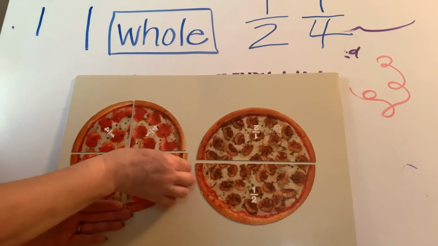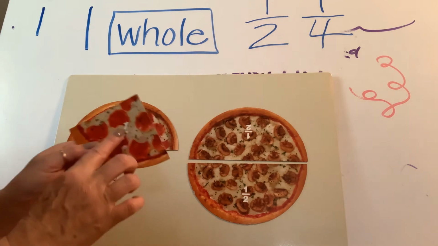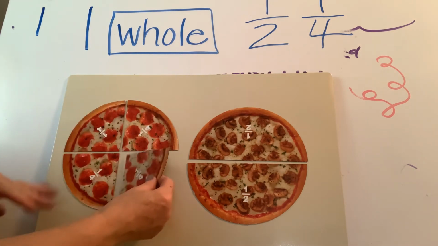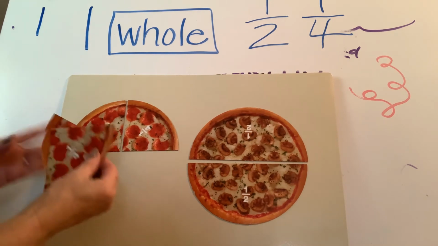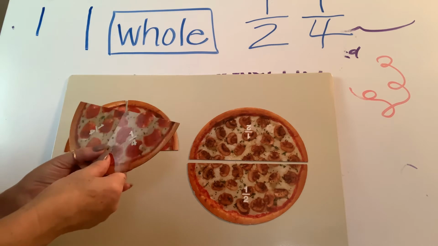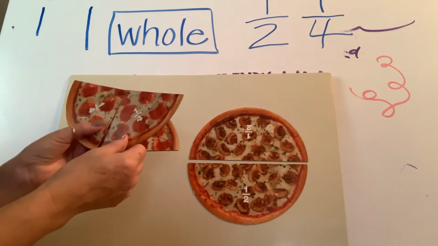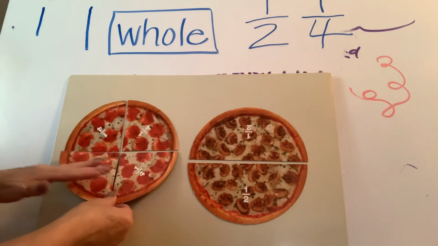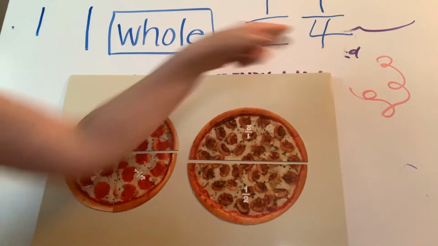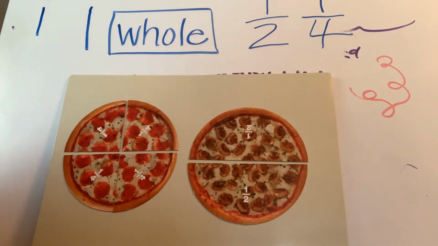So this slice right here is worth 1/4 of my pizza. What if I wanted 2? How much would this be worth? It would be 2/4 with a TH. Okay, now, I want you to look up here at the 1/2 and the 1/4. Which one is bigger?